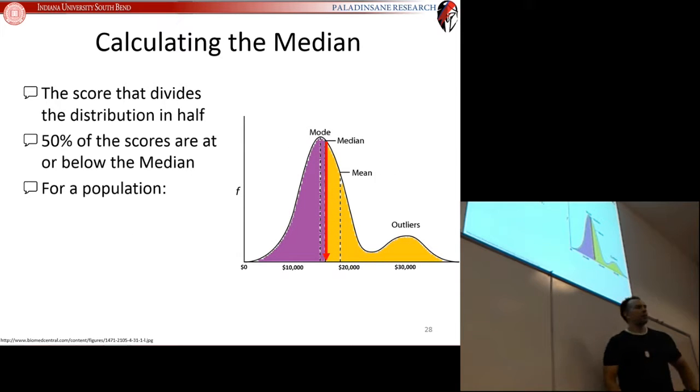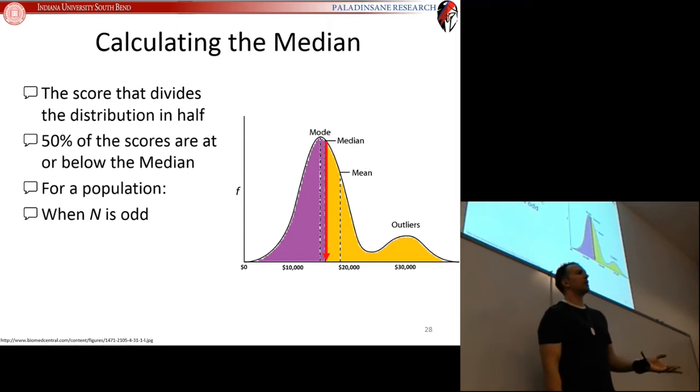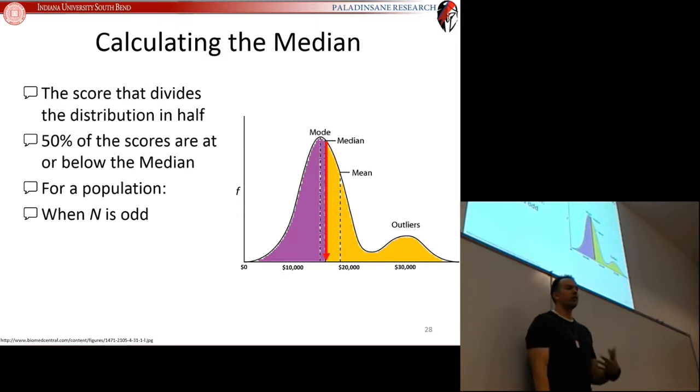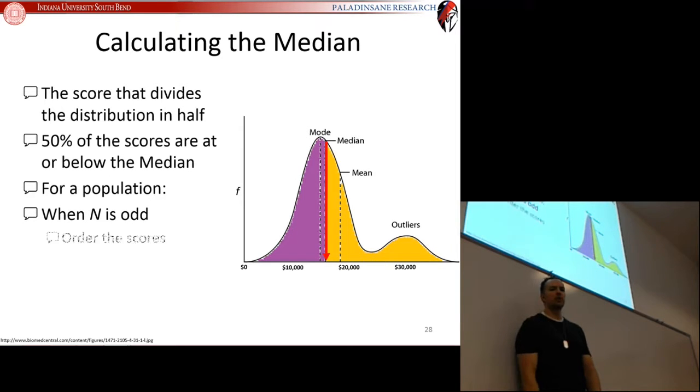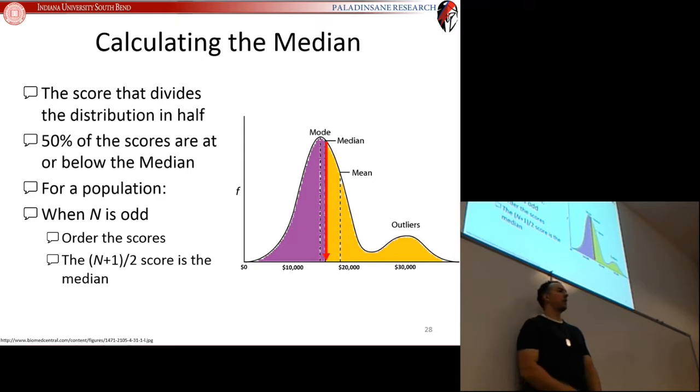If you're dealing with a population and your population is odd as well, you have an odd number of people in your population, then once again you order the scores and you find that middle score, and that is your median, and it'll have the same number of scores above it as there are scores below it.